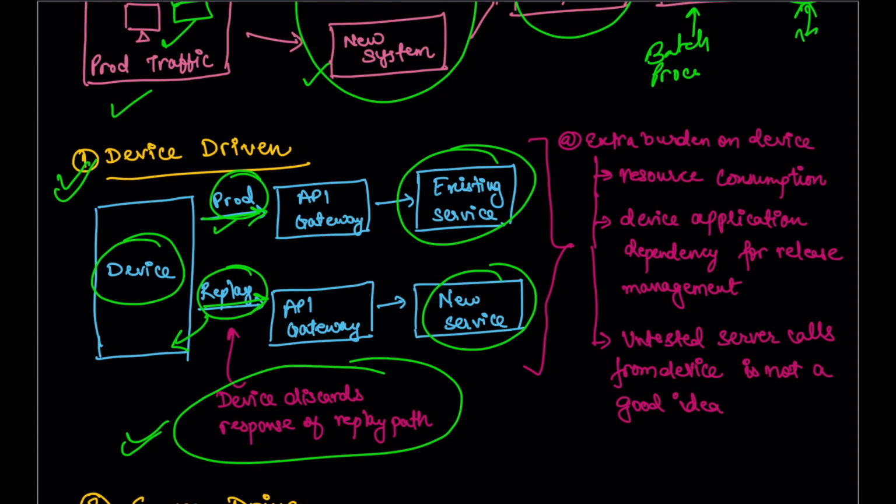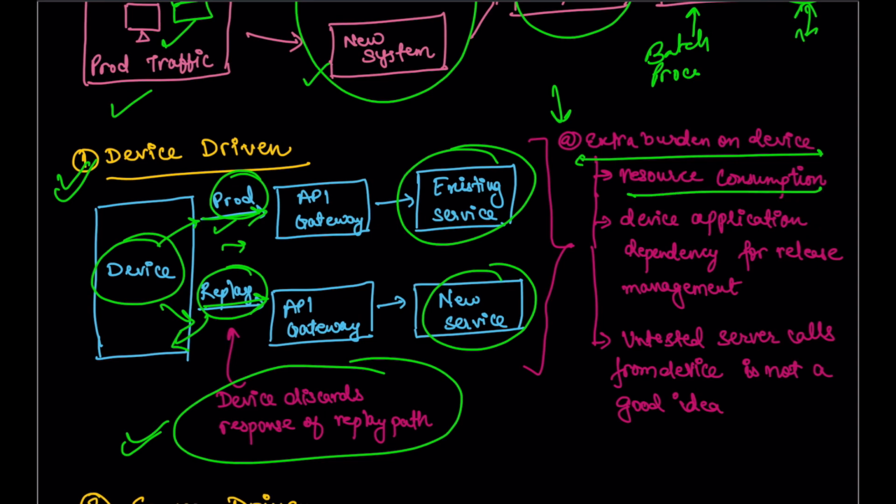So what are the benefits? Basically the benefit is that we are able to test the traffic, but there are some downsides to this approach. What are the downsides? There is extra burden on the device, right? You are handing over the responsibility of sending the traffic to two places from the device itself, which is causing the burden on the device. What kind of burden?